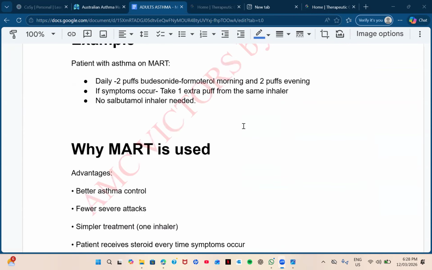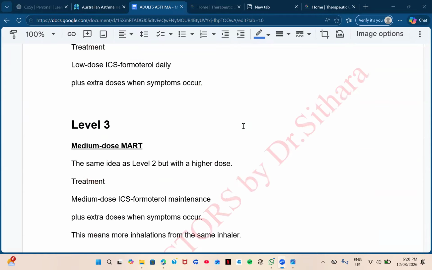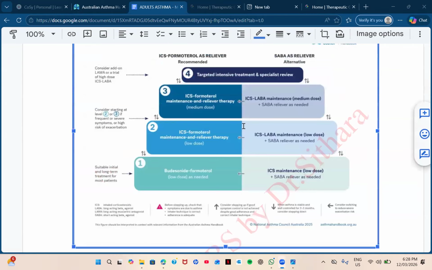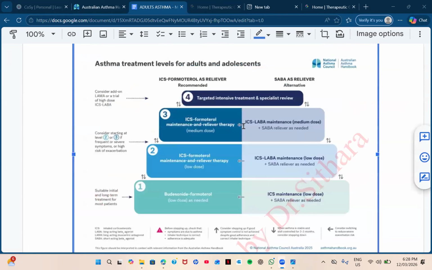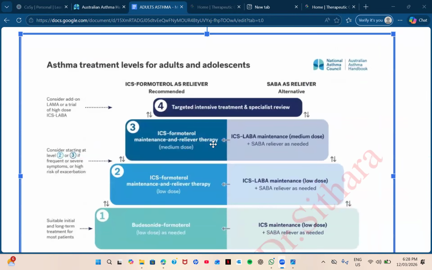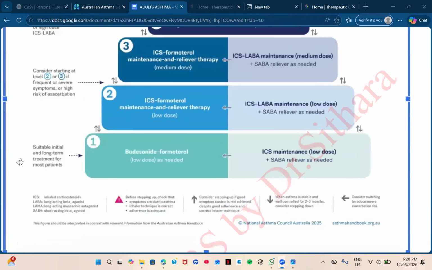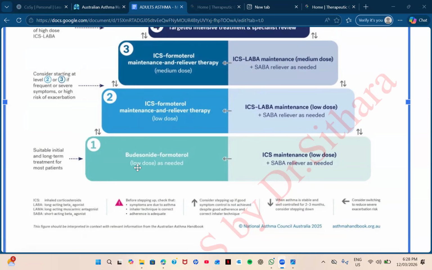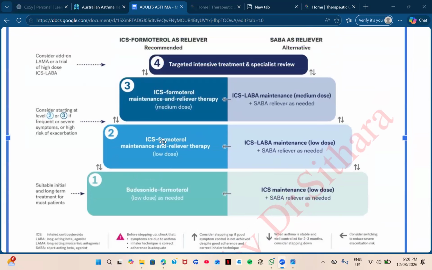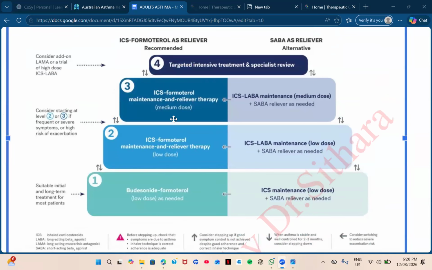So we'll discuss from here, because I explained the huge chart in our theory class, but now you need something short and sweet. So better we follow this chart. Here, for a suitable initial and long-term treatment for most patients, the first line is budesonide formoterol. One more thing: what are these two sides, right side and left side, that you can see here?